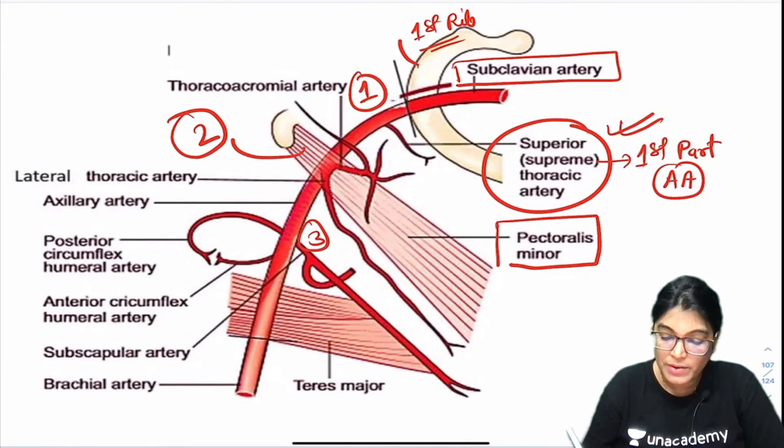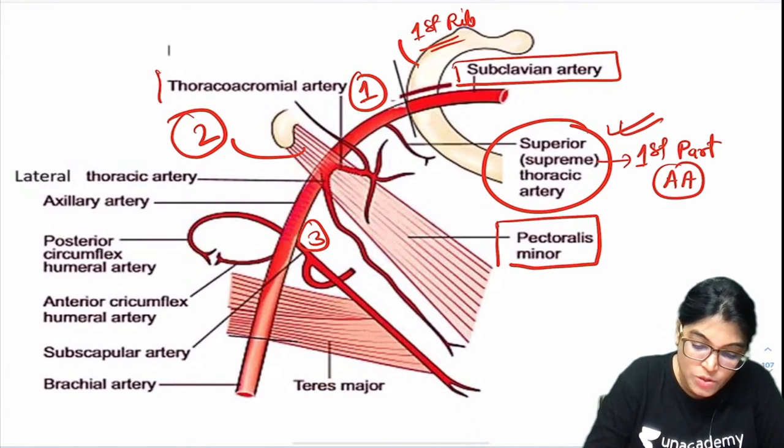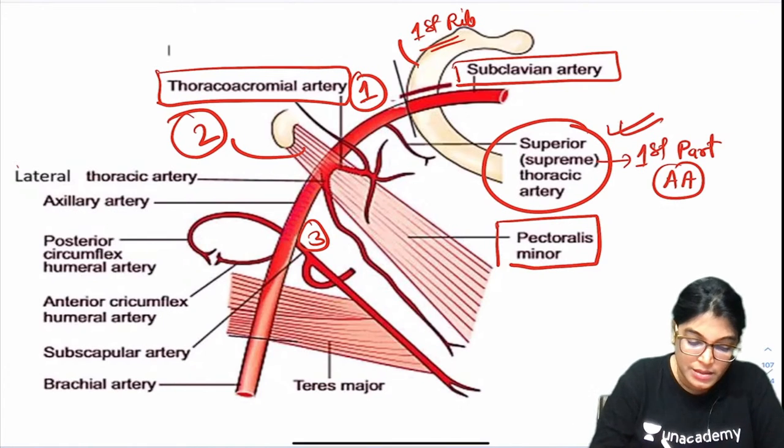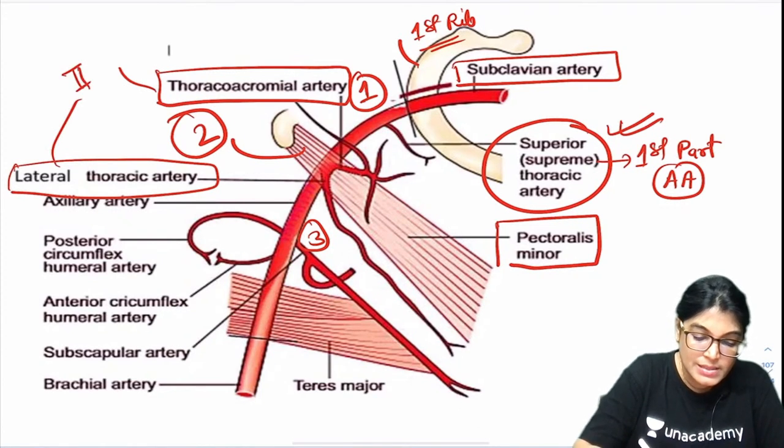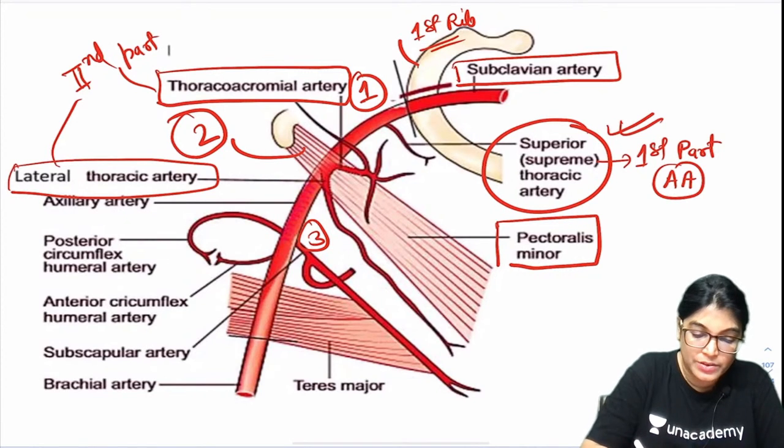Two branches from the second part. From the second part we have got two branches: one is the thoracoacromial artery and the other is the lateral thoracic artery. So these two are the branches from the second part of the axillary artery.